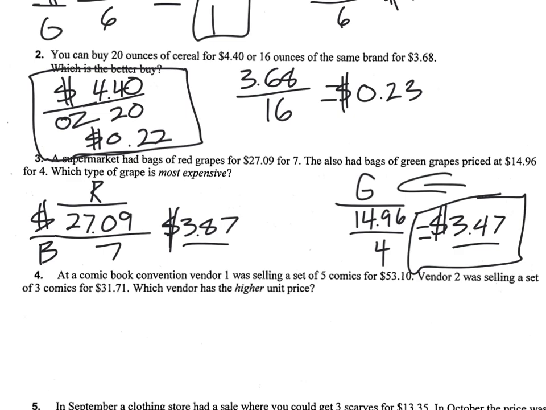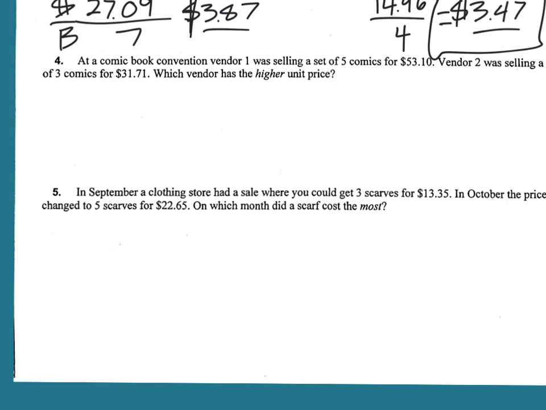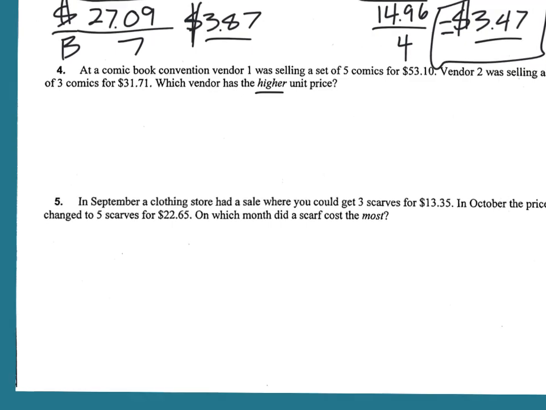Moving on, let's look at number 4. At a comic book convention, vendor 1 was selling a set of 5 comics for $53.10. Vendor 2 was selling a set of 3 comics for $31.71. Which vendor has the higher? We want higher this time. We're not looking for the lowest, we're looking for the highest. So we're kind of flipping the script on you here.